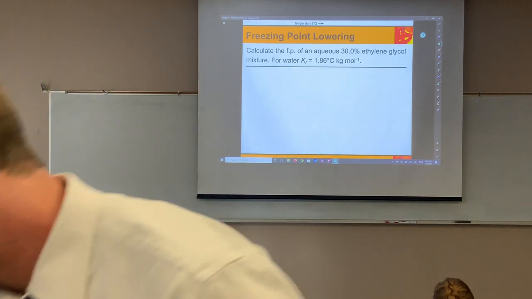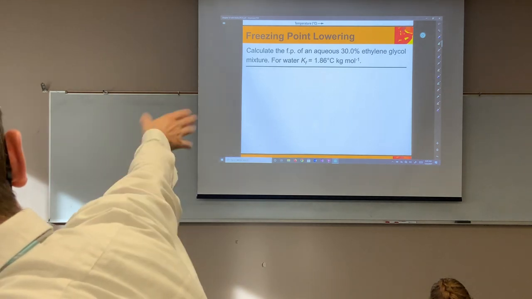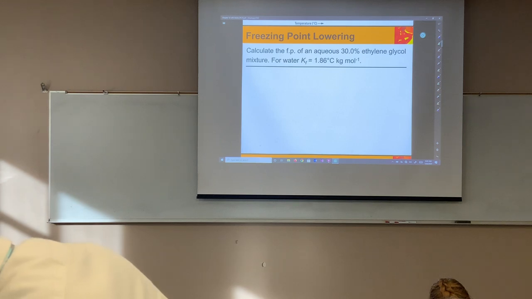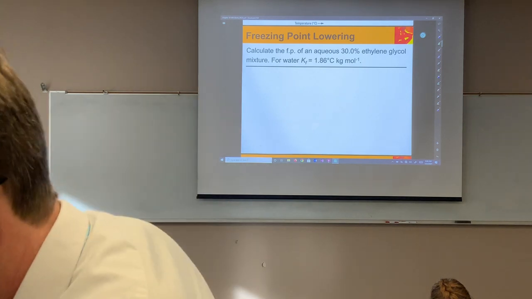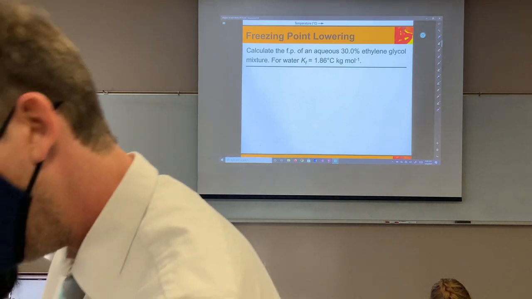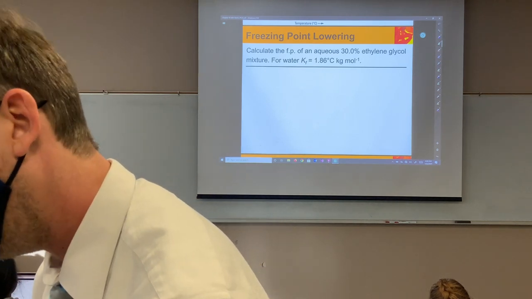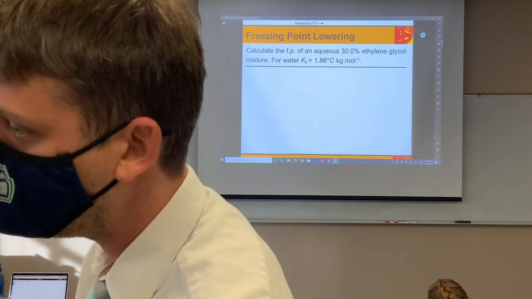This is a very common feeling in Gen Chem. Whenever I give you a question like this, start to think about what information you do have. First, let's back up. I'm asking you to calculate the freezing point, so you know you have to use the equation I just gave you: delta TF equals KF times the molality. I give you information about KF, so what you have to do next is calculate the molality. If you have KF and the molality, you can calculate the change in temperature. Does that make sense? Now you have to use the 30% ethylene glycol to calculate the molality.